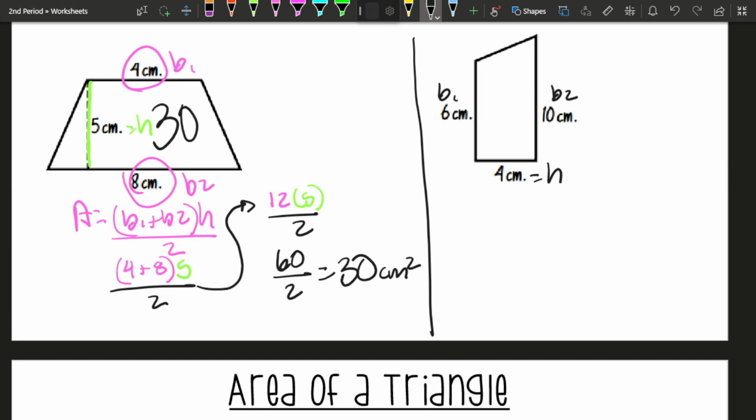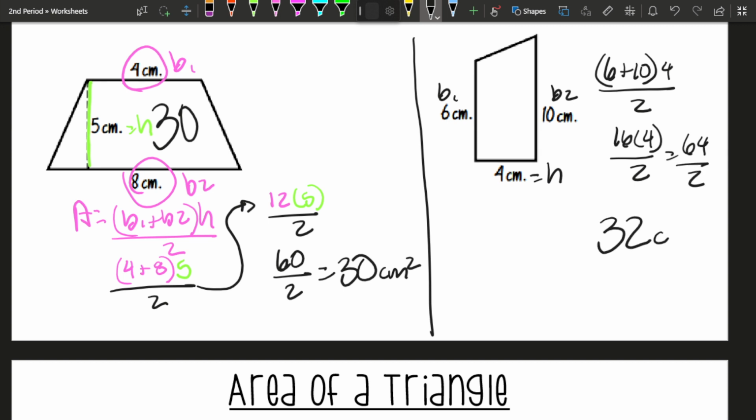All right. So on this one, base 1 is going to be 6 plus base 2 is 10. My height is 4, and then we're going to half that. So this is 16 times 4. Then we're going to half that. So this is going to be 64, and half that is 32 centimeters squared. So this right here is a big 32. Any questions so far?